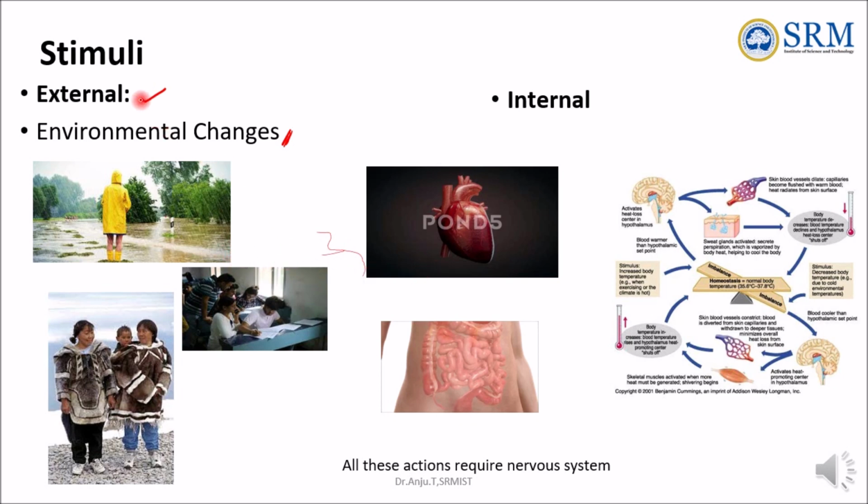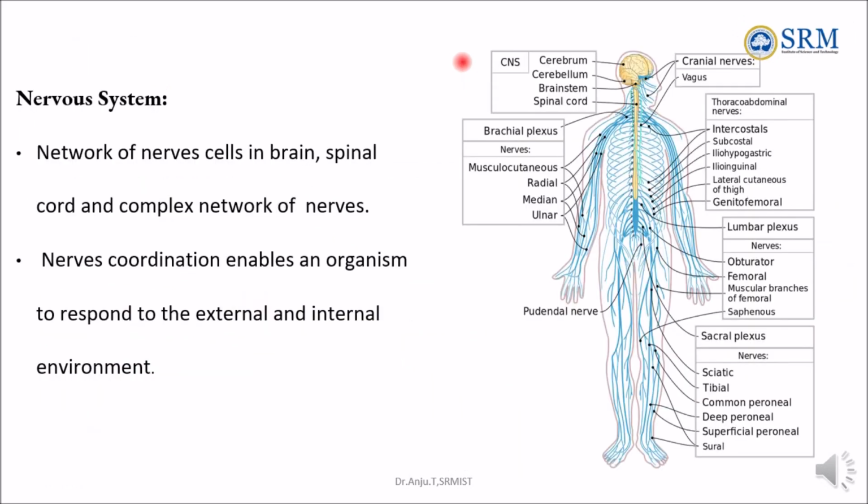The changes can be from the external environment or from the internal environment, such as the pumping of the heart and your digestion. You eat your food, and it is automatically digested, isn't it? In the same way, when there is heat or a change, for example you are having a fever, your body is trying to adapt to it. So changes can be from the external environment or from the internal environment. Overall, the nervous system is responding to the environment.